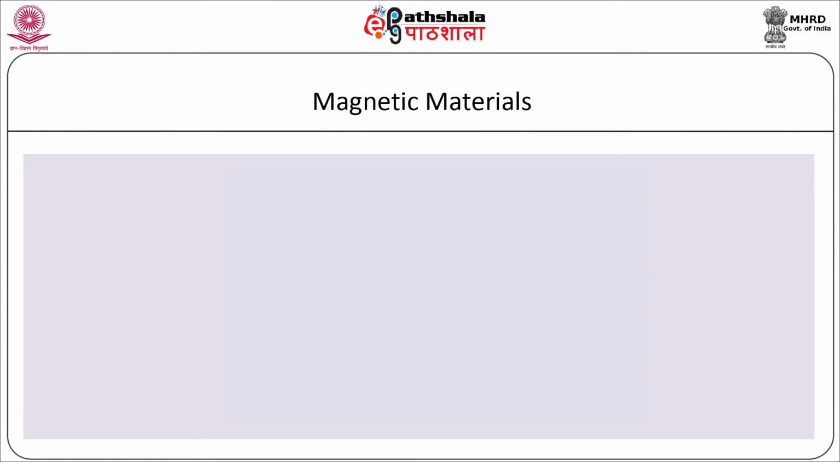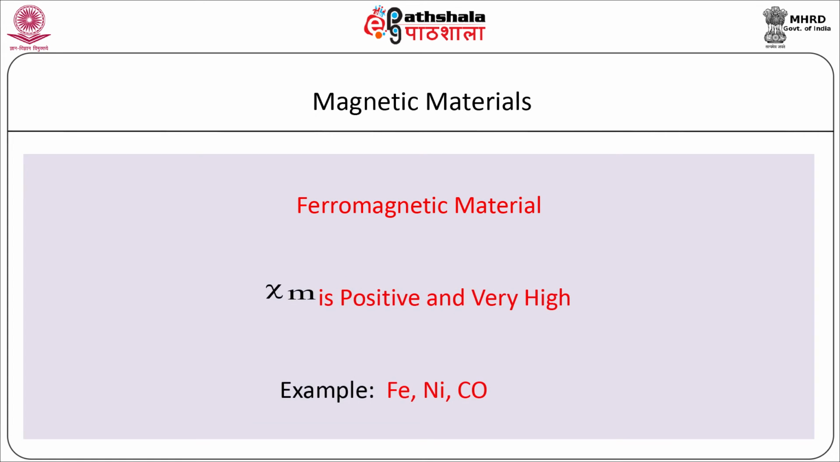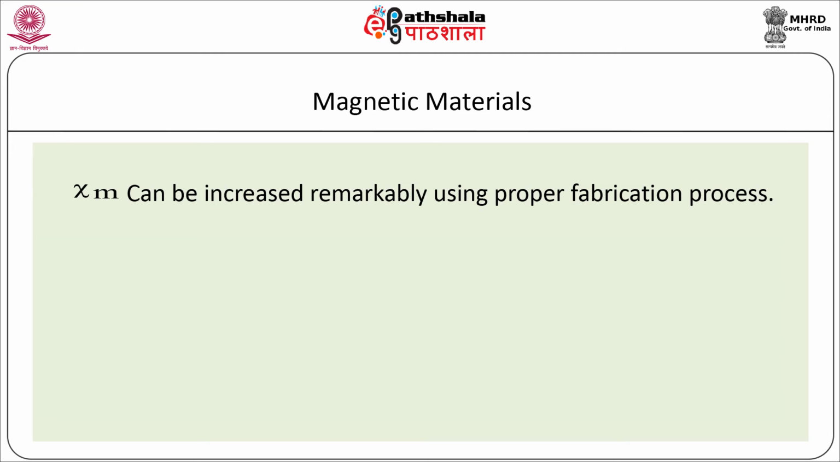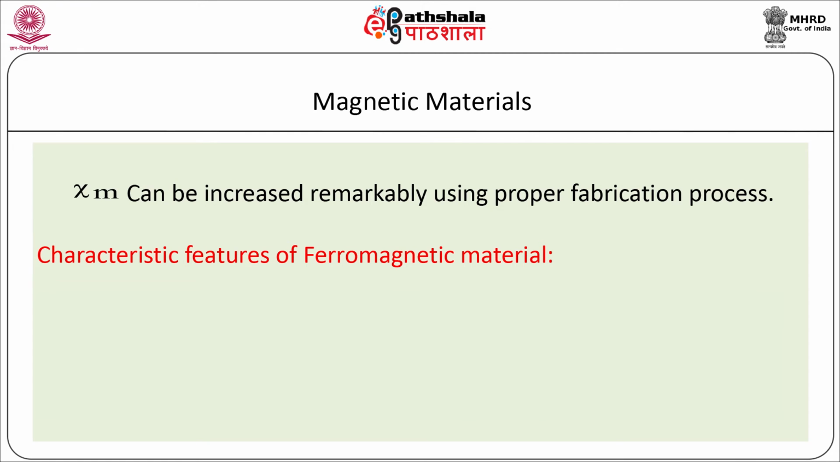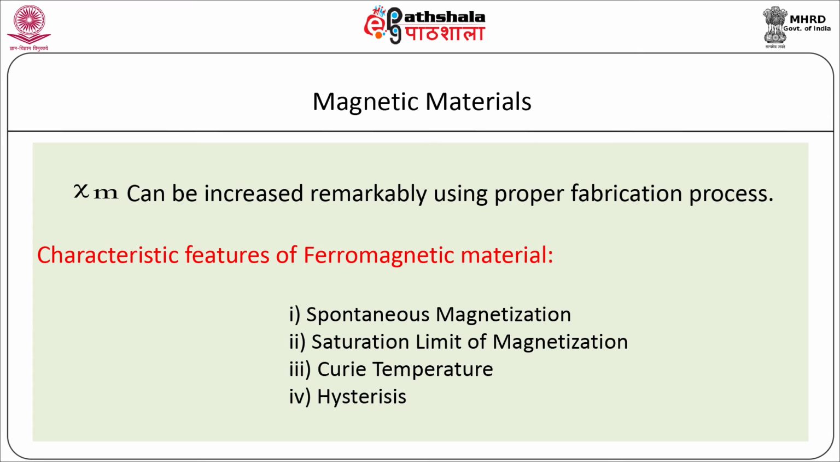The third type of material, known as ferromagnetic material, has been of much more importance due to its practical applications. The magnetic susceptibility is positive and has a remarkably large value and can be increased further by adopting fabrication process. The main characteristic features of ferromagnetic materials are spontaneous magnetization, saturation limit of magnetization, Curie temperature and hysteresis.